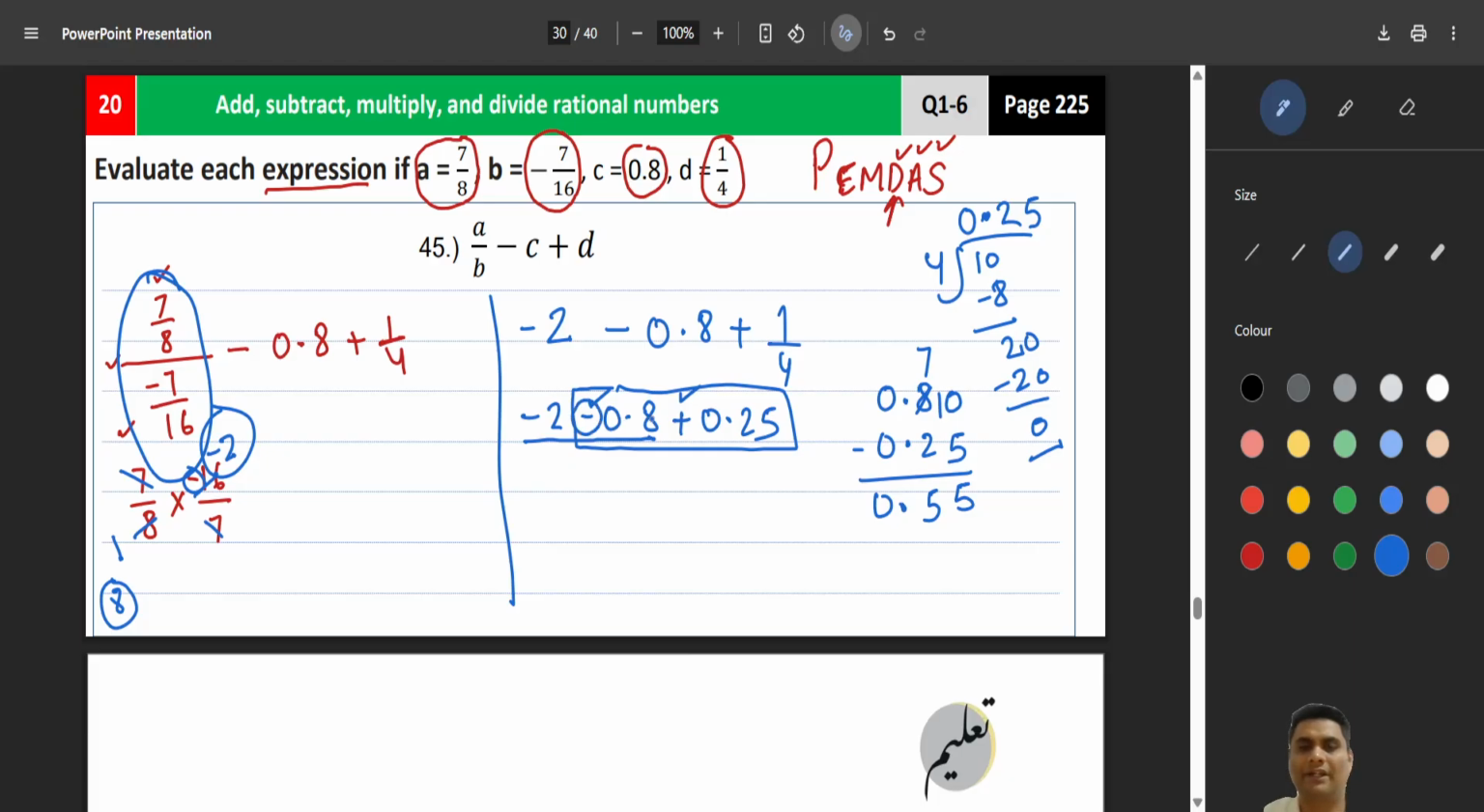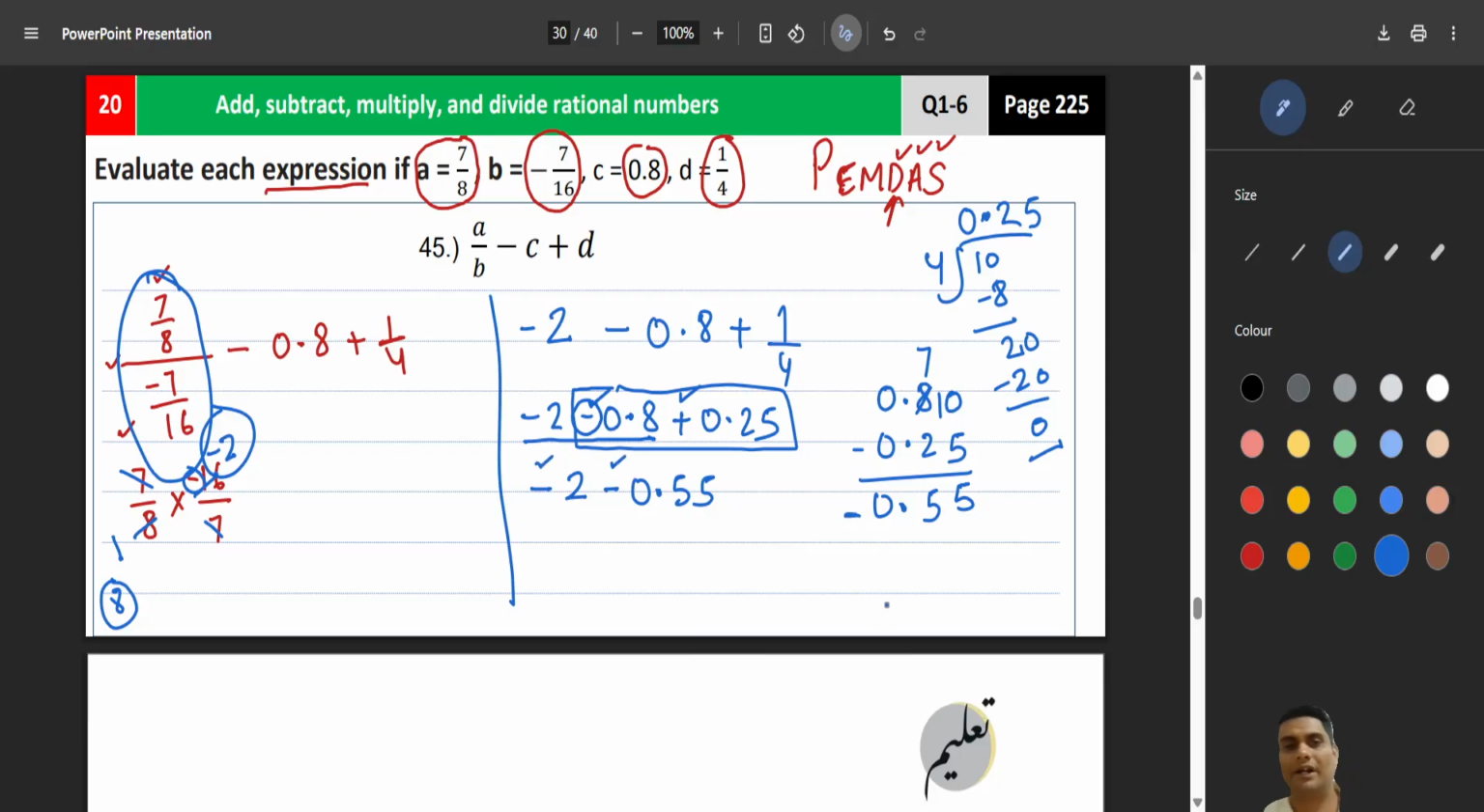The 0.8 is bigger. Here 0.8, here 0.2. So you can see that 0.8 is bigger. It has minus. So the answer will be also in minus. So minus 2 minus 0.55. Okay. Now check 2 and 0.55. They have same sign, minus minus.